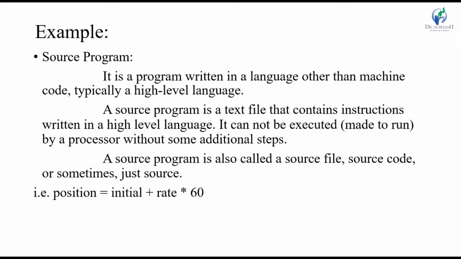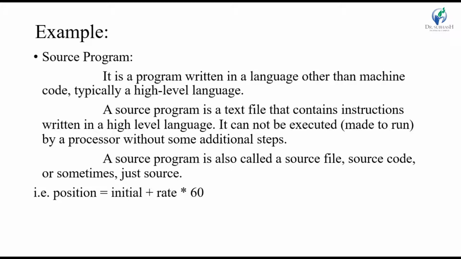So here I show the example which converts the source program into target program. So for example, I considered position equal to initial plus rate into 60 as a source program. You have any higher level programming or any instructions as a source program.